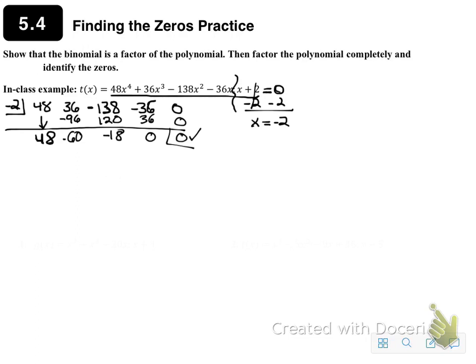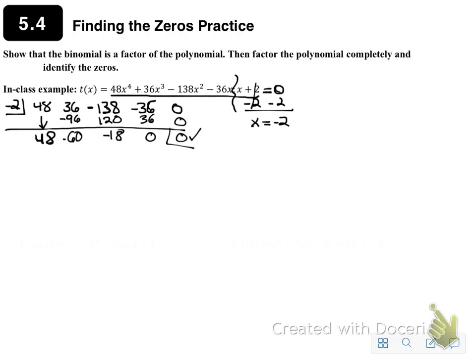Okay, we want to show that the binomial is a factor of the polynomial, and this is how you do it. You have a remainder that is 0. Now, we're not done with these instructions. It says to then factor the polynomial completely and identify the zeros. So we need to factor whatever's left over. Well, in order to factor whatever's left over, we need to have an equation for what's left over.